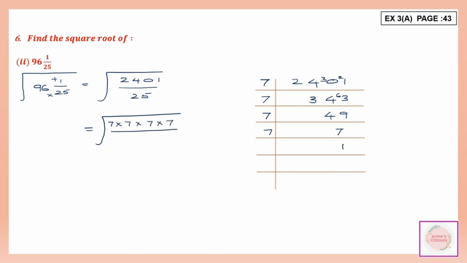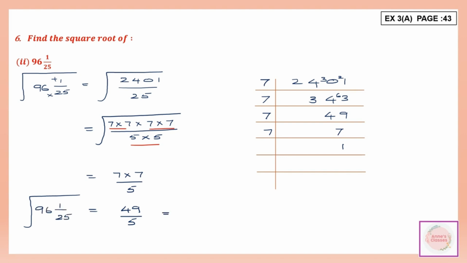And the prime factors of 25 are 5 into 5. You know that, isn't it? Now let's put them in pairs. So here we have 1 7 and 1 7. So let's write that. So that will be 7 into 7. And here also, if we take a pair, there's only 1 5 left. So this is 7 7s are 49, 49 by 5. That means the square root of 96 1 by 25, which is given to us in the question, is 49 by 5.